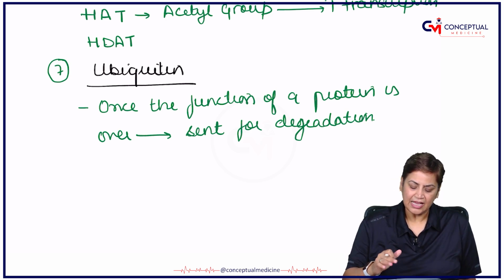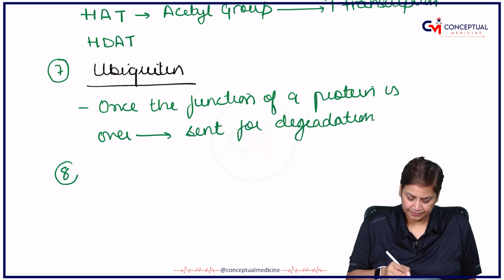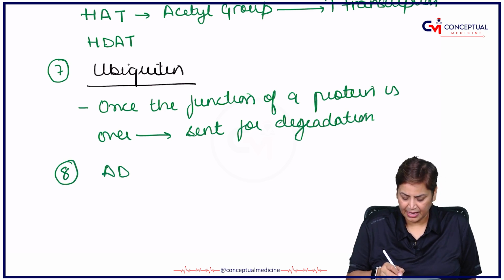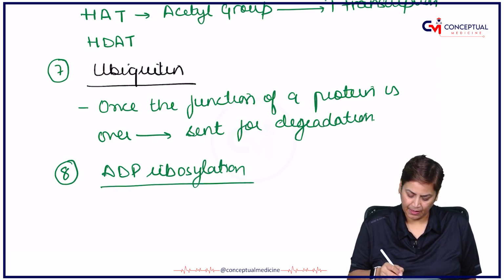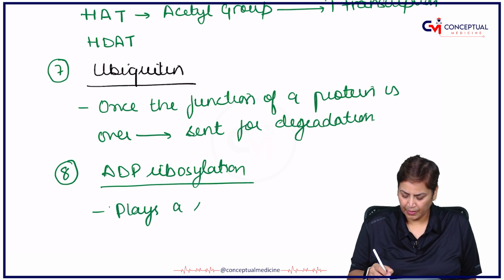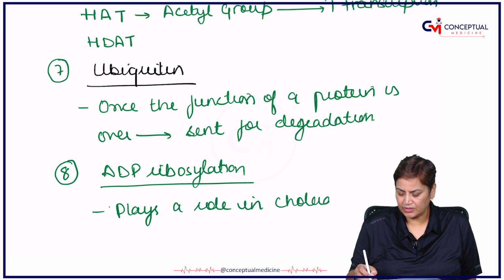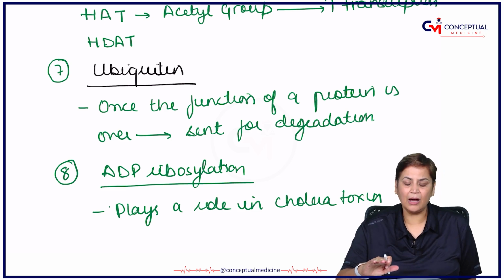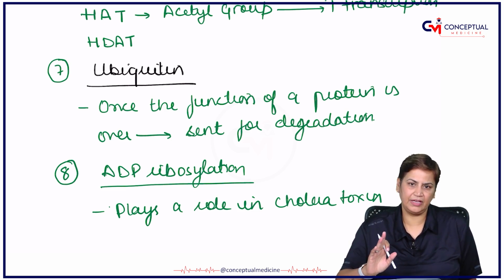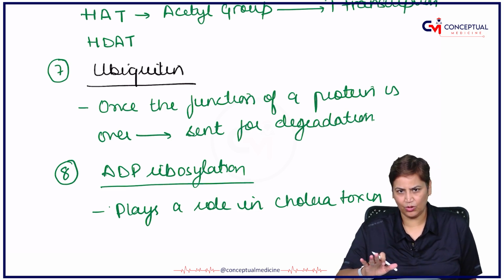So these are, and similarly if we talk about ADP ribosylation, it plays a very important role in cholera toxin. Right. So this is all about the post-translational modifications. I hope this is clear to all of you.